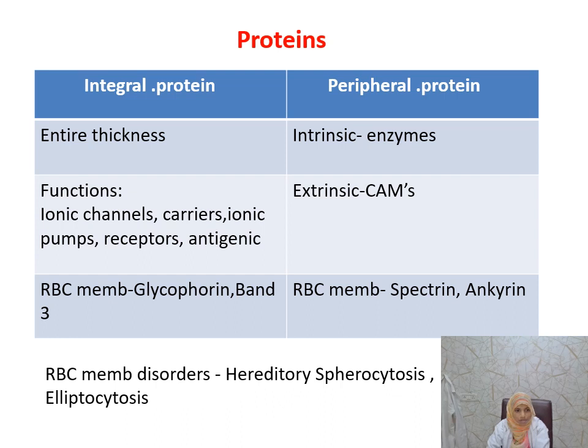Integral protein, also called transmembrane protein, spans the entire thickness of the cell membrane. They can function as ionic channels, carriers, ionic pumps, receptors, and they are antigenic in nature. Examples are RBC membrane proteins like glycophorin and band 3 protein. In a few RBC membrane disorders like hereditary spherocytosis and elliptocytosis, the structure of the protein is disordered.